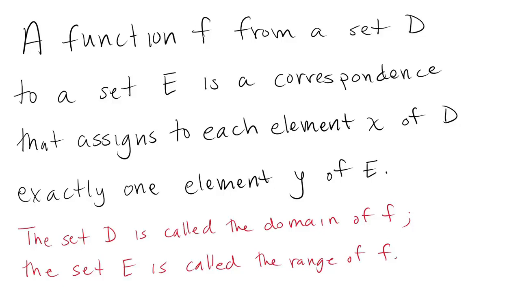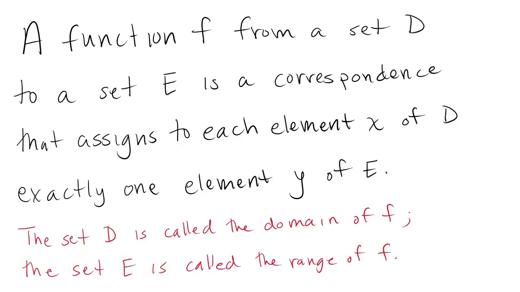We're giving the function a name. We're calling it f, and that's a common name for functions. It's probably the most common name. And what we're saying is a function makes a correspondence, a rule, that assigns each element of one set exactly one element in another set. And that's an important part of this definition.